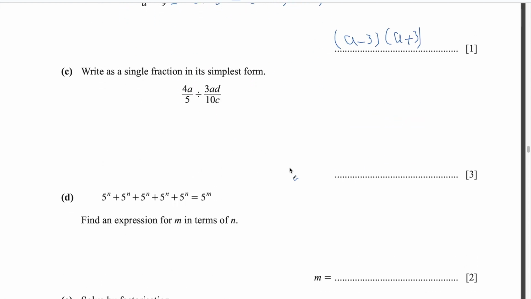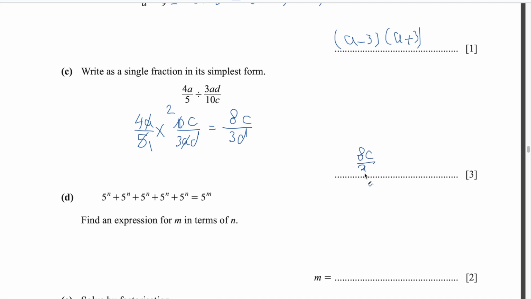Next one, it says write as a single fraction in the simplest form. So in order to convert division to multiplication, you take the reciprocal of the next one. I simplify as much as possible, the 5 and the a cancel out. It is divisible by 5, and divisible by 2. So nothing is left. 2 times 4 will be 8c and 3d.